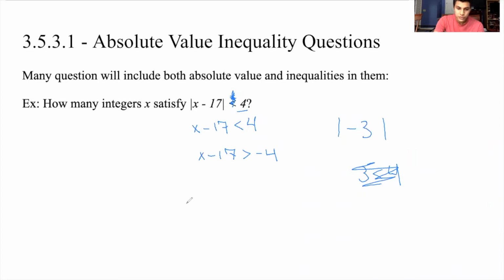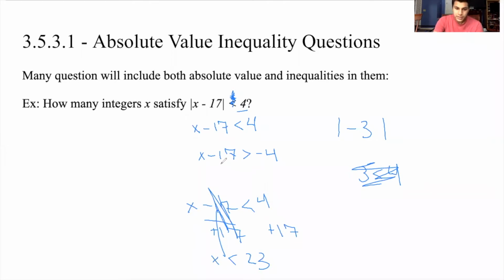So first we'll do the first one. x minus 17 is less than 4, and I need to get rid of this minus 17 on the left-hand side. In order to get rid of it, I add 17 to both sides of the inequality. So now I have just x on this side, and that will be less than 4 plus 17, which is 23. So x is less than 23.